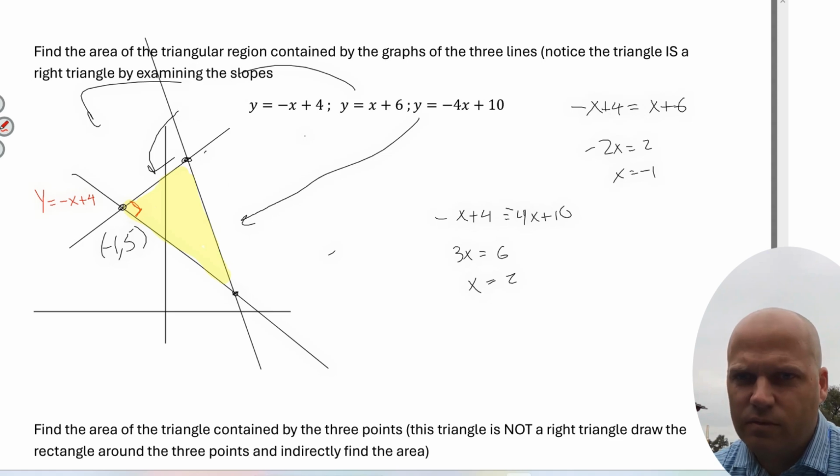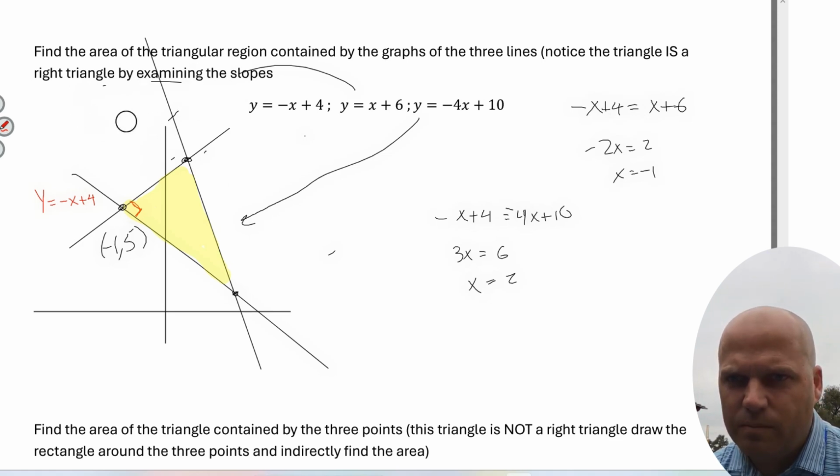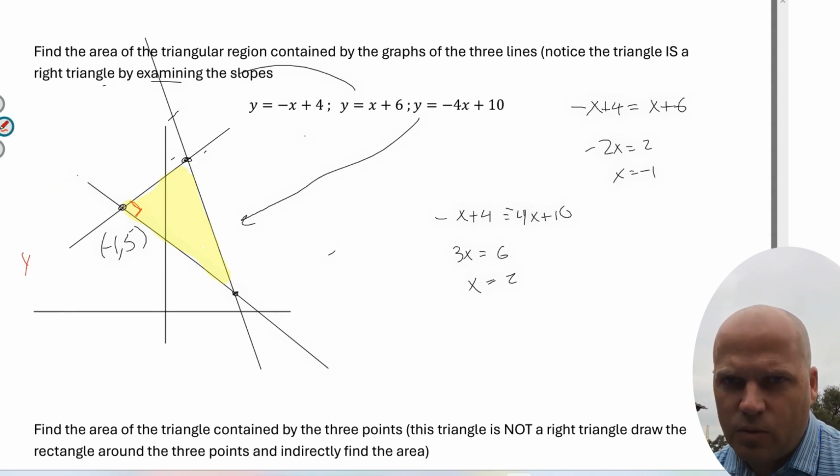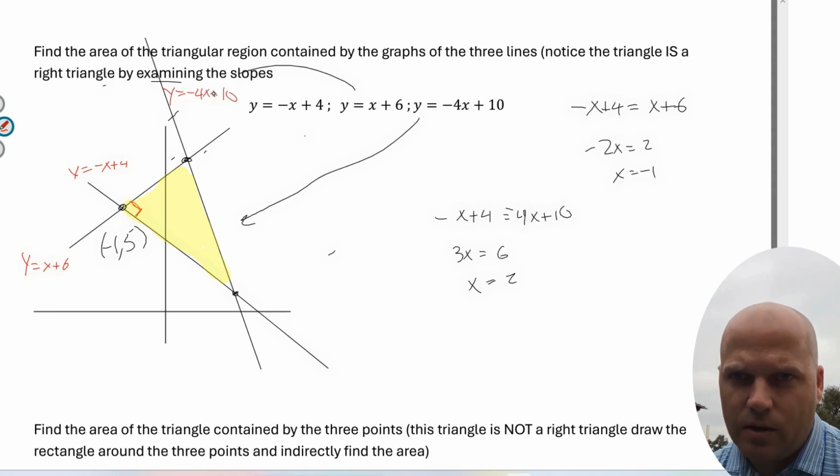See, I don't like these arrows. It's really screwing me up. This is y equals x plus 6. It's going up. This is y equals negative x plus 4. That's going down. This is y equals negative 4x plus 10. That's going down. Okay.